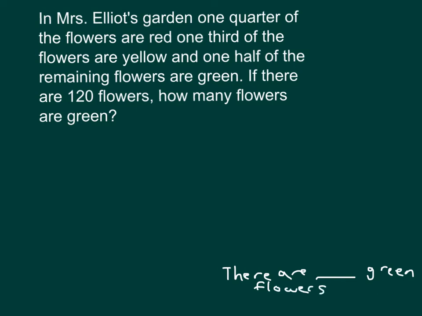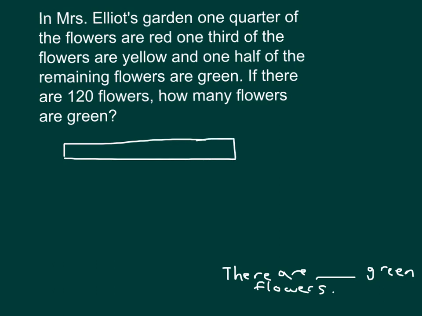Think about who and what this problem is talking about. Who is this problem talking about? Right, it's Mrs. Elliot, and it's her garden. How many total flowers are there in her garden? It's 120. Let's start drawing our bar model.